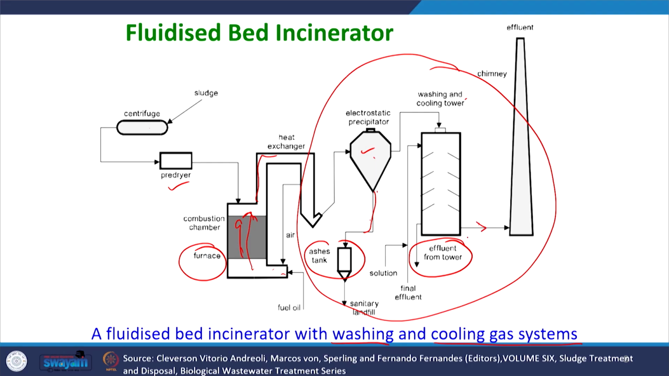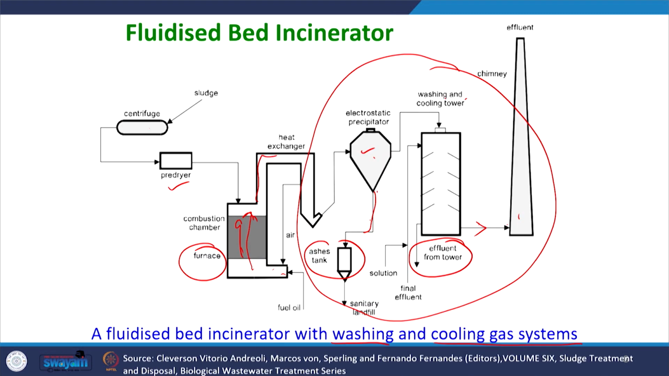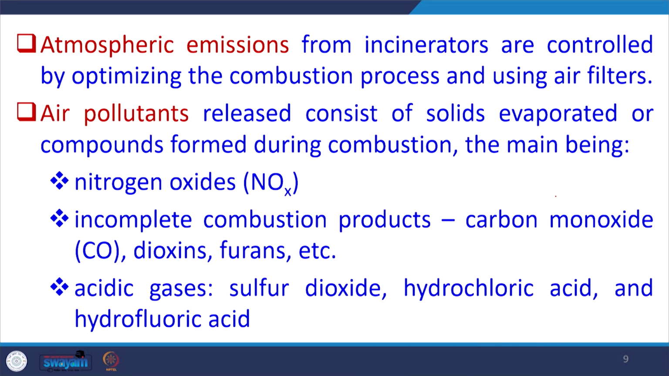Then the flue gas, which has now had the particulate matter and the undesirable gases removed, is let off from the chimney. So, this is the fluidized bed incinerator and how it works. The atmospheric emissions from incinerators are controlled by optimizing the combustion process and using air filters. It is very important that we have this section of air pollution control devices installed, so that we control the emissions coming out of the combustion chamber.